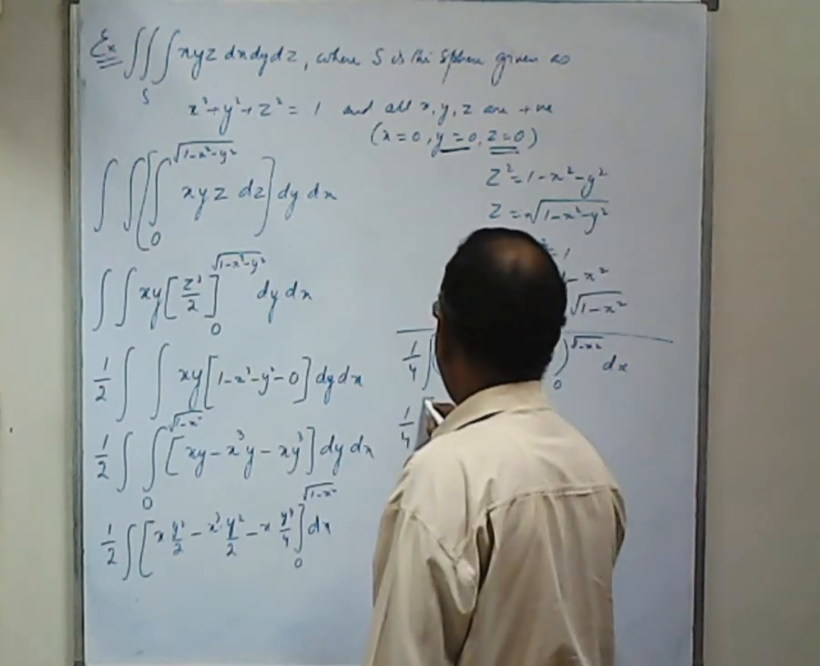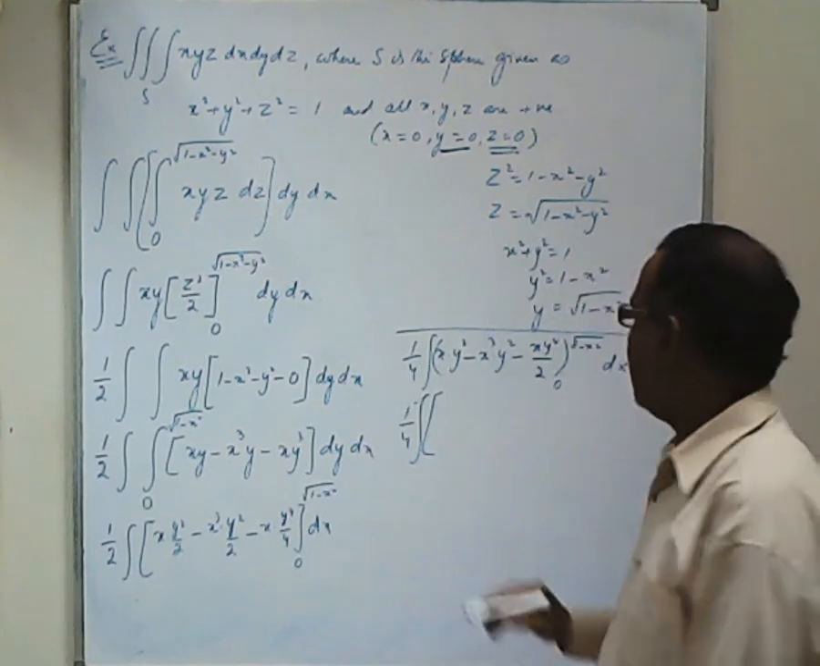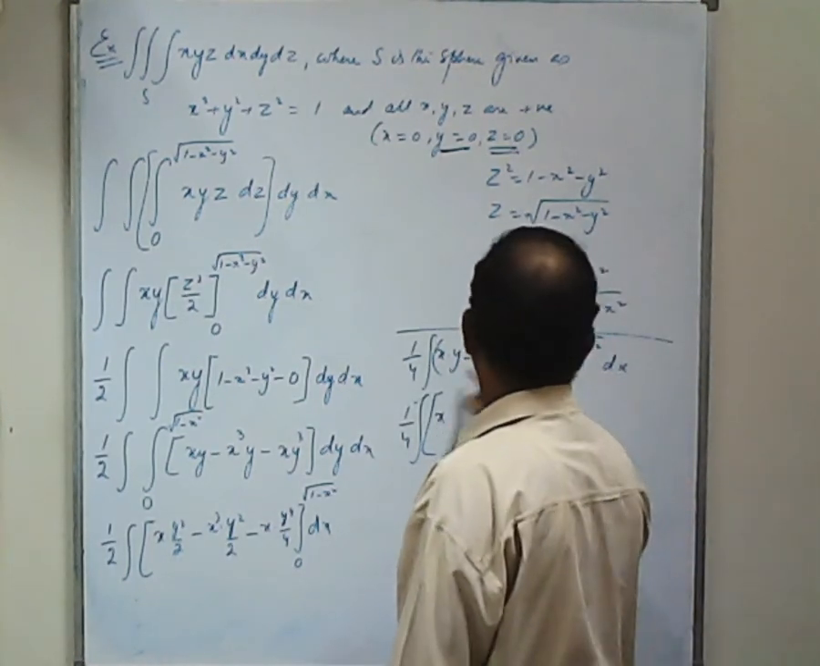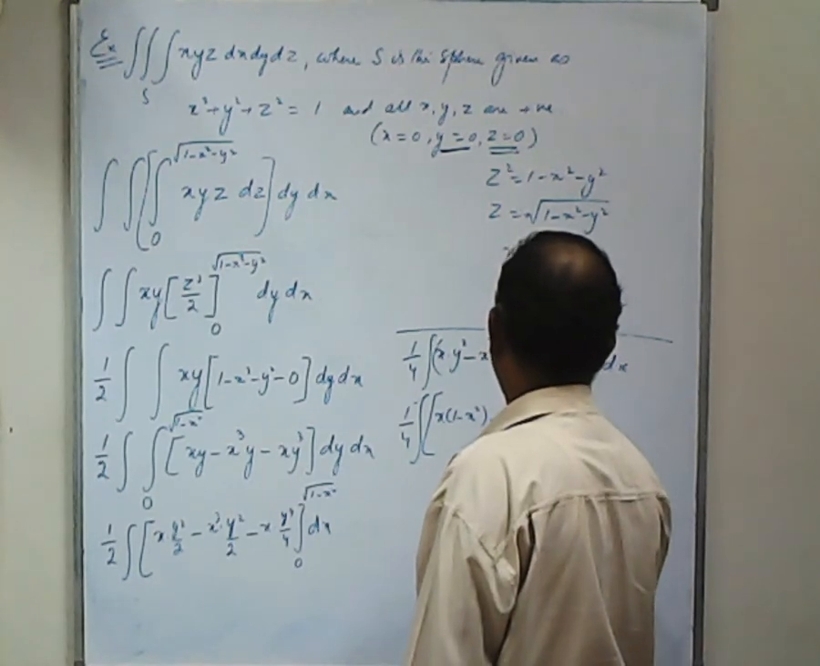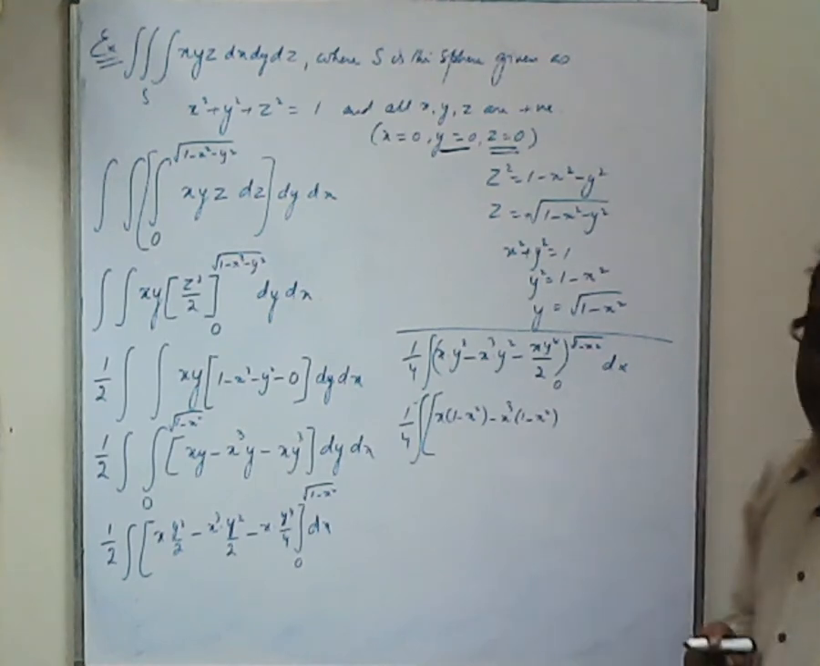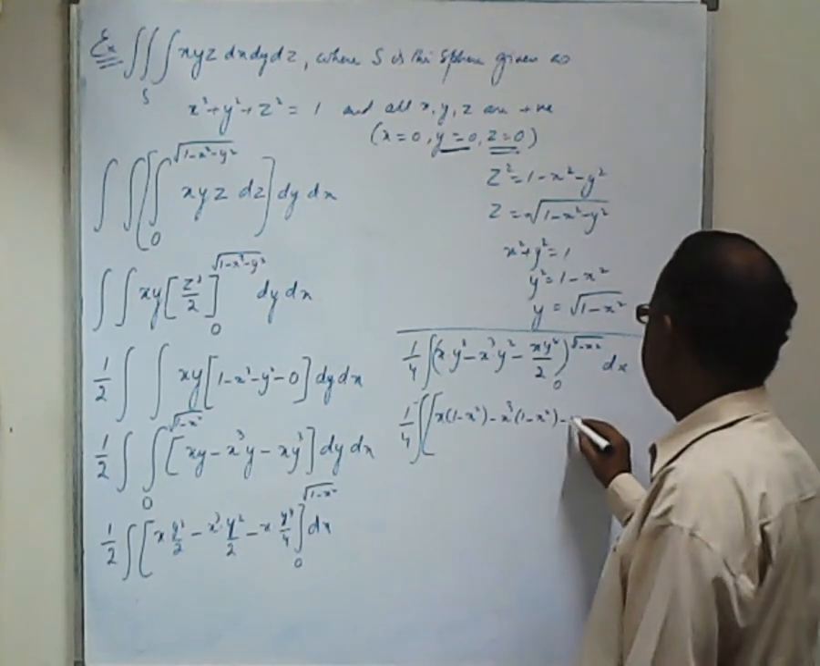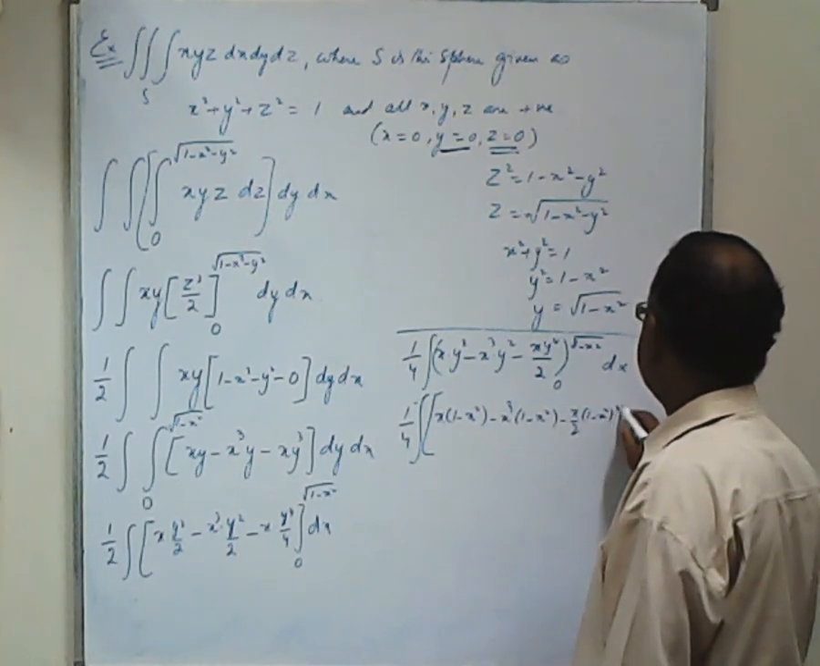So 1 by 4 integral, substituting the upper limit: x into y square, which means 1 minus x square, minus x cube into 1 minus x square, and then minus x by 2, with y power 4 meaning 1 minus x square, squared.